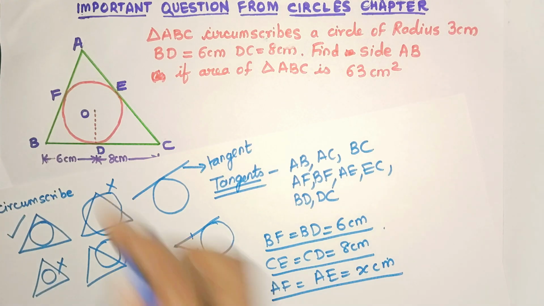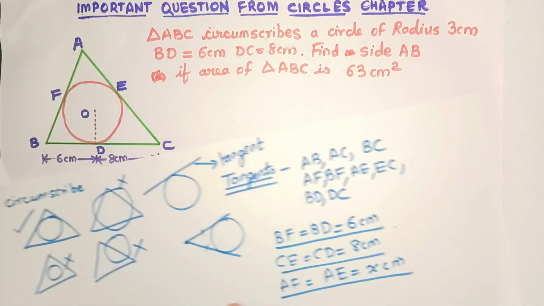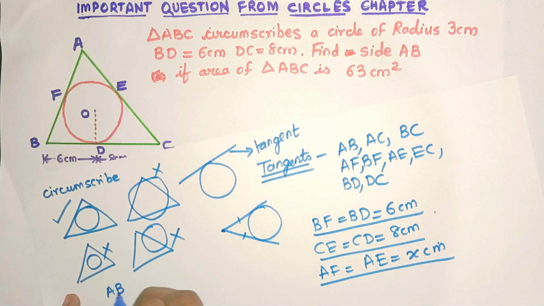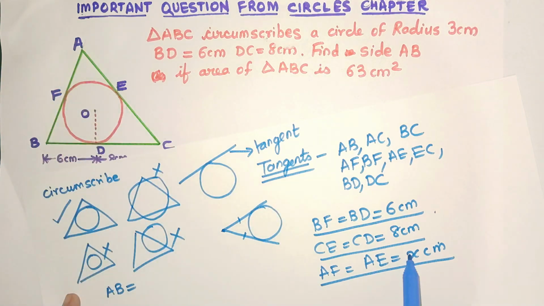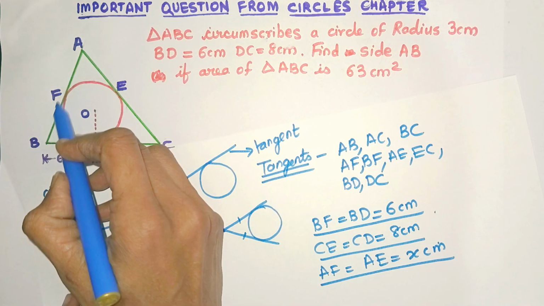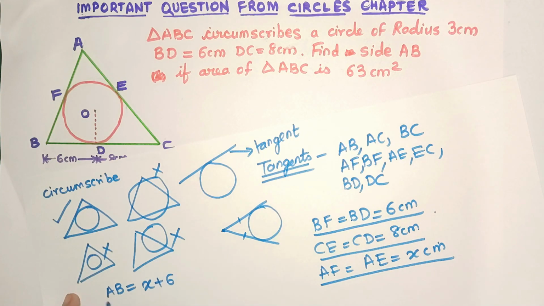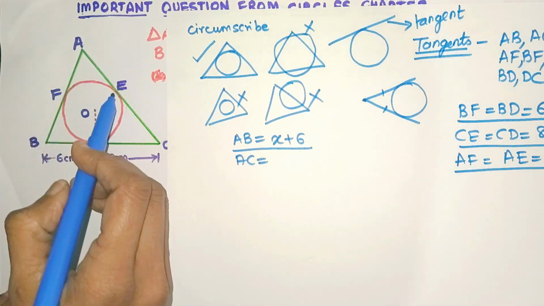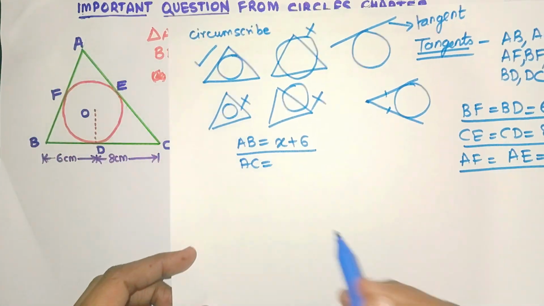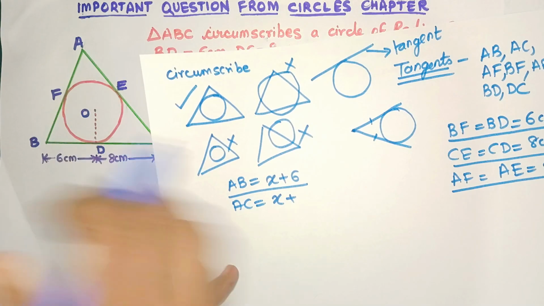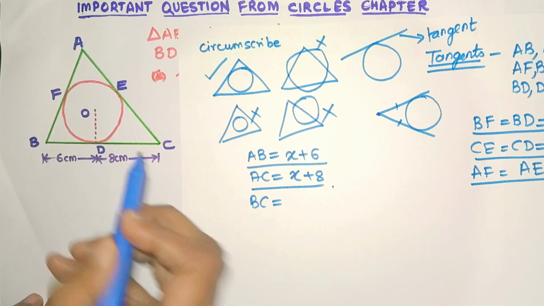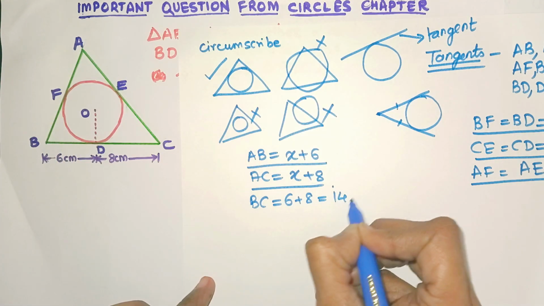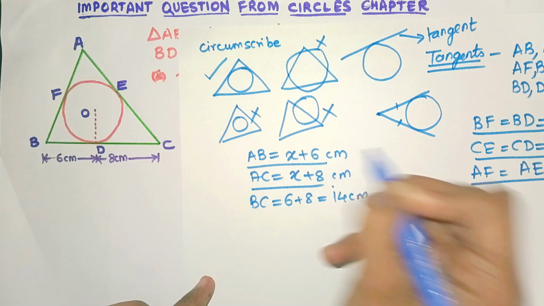So now that we know what are the lengths of the different parts, let's write down the length of AB. See, AB will be AF plus FB. That is, AF is nothing but X and FB is nothing but 6. Okay, friends. Now look at AC. AC will be AE plus EC. Now AE is again X. And EC is 8. And what about BC? Yes, BC will be 6 plus 8, which is 14. So all these are the lengths of the three sides of the triangle.